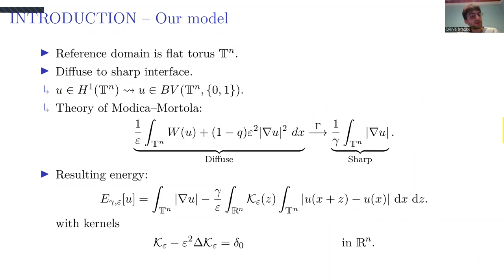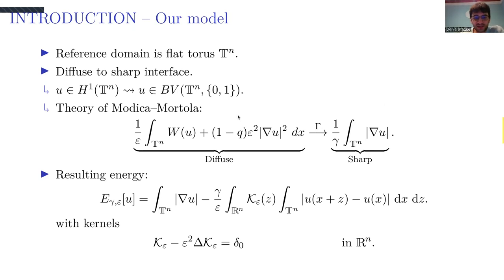But if we go to the sharp interface model, we have to find a replacement for the Cahn-Hilliard type energy. And this is what we do. We just replace the diffuse part by its gamma limit, which is also a sharp interface. So the theory of Modica-Mortola says, if you have a Cahn-Hilliard type functional, as epsilon goes to zero, you end up with a perimeter of u.